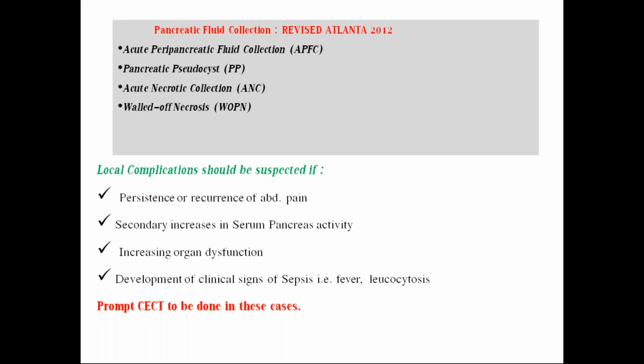You need to suspect local complications, that is, persistence or recurrence of abdominal pain, increase in serum pancreatic enzyme activity, increasing organ dysfunction, and septic complications like increased fever and leukocytosis. A prompt contrast CT should be done in these cases.